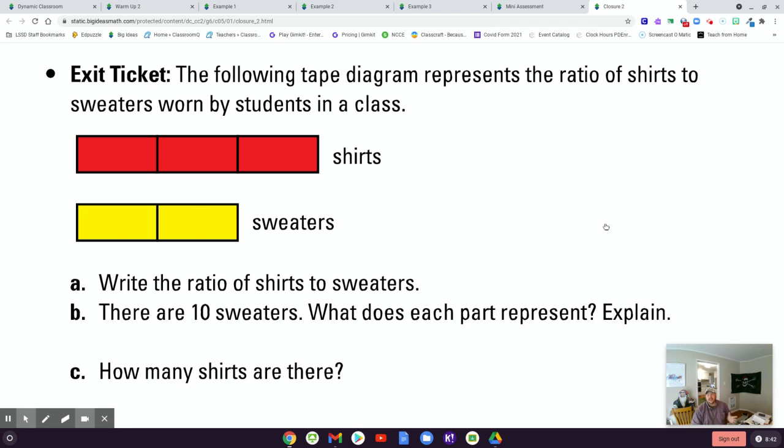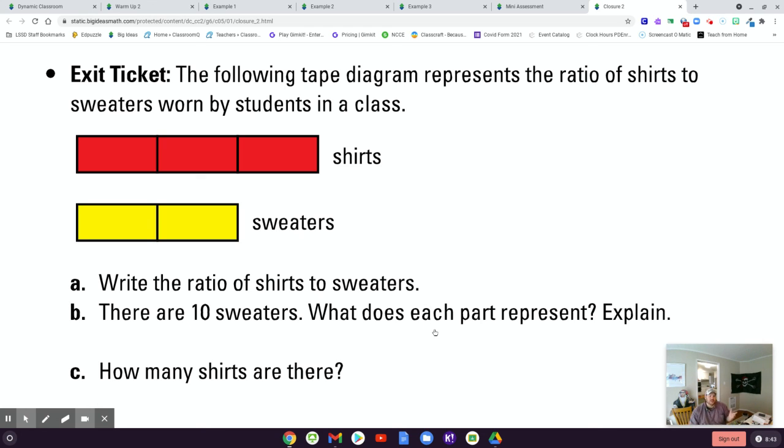Okay, so for this last one, here we have another tape diagram, and it represents the ratio of shirts to sweaters worn by students in a class. So what is the ratio of shirts to sweaters? If you said 3 to 2, you're correct, because there are 3 parts shirts, 2 parts sweaters. Now it tells you there are 10 sweaters. So what does each of these parts represent? Okay, so 10, there are 2 parts here. 10 divided by 2 is 5. So each part represents 5.